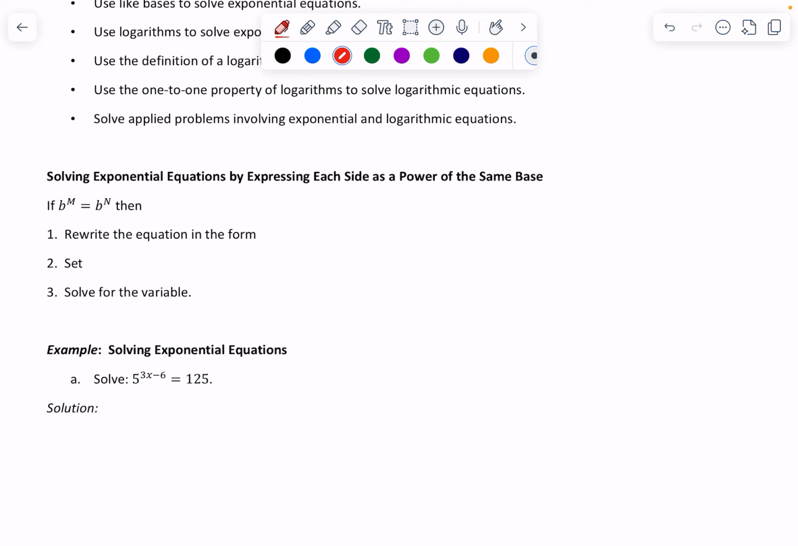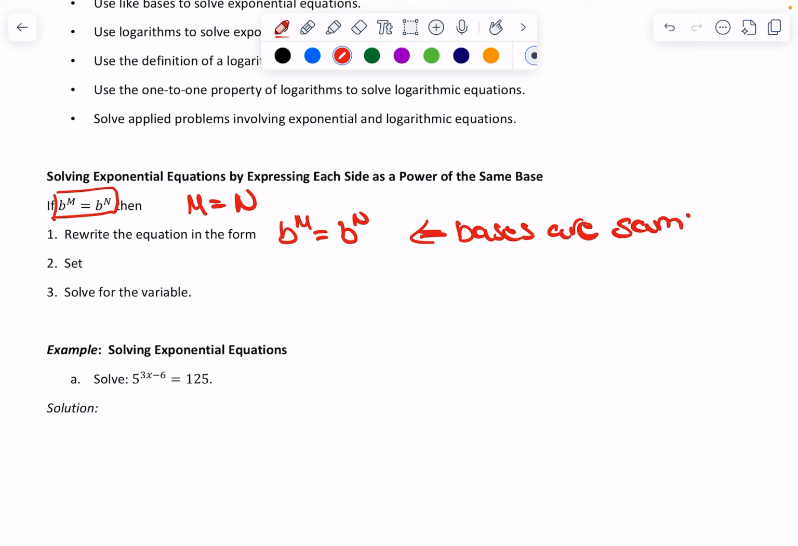So if we have b to the power of m equals b to the power of n, then we know that m equals n, right? Because the bases are the same. So we can rewrite the equation in the form b to the power of m equals b to the power of n. Again, bases are the same when we do this. Then we're going to set m equal to n, and then we'll solve for the variable. So those are the three steps that we're going to be doing. So let's look at an example using this technique.